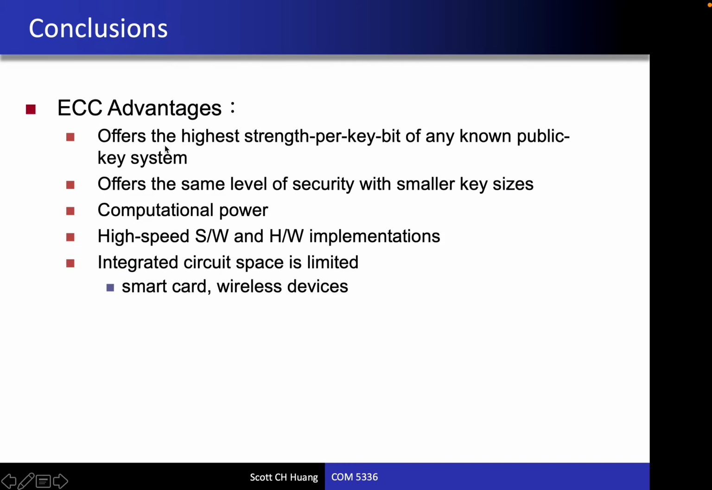So the conclusion, the advantage: it offers the highest security strength per bit of any known public key system. It's still the highest compared to many others, still the best. It also offers the same level of security with smaller key sizes. It's much better. It could even be possible to run elliptic curves on wireless sensor networks. You can use a public key system, which was unthought of. It's almost impossible to apply public key crypto systems on a wireless sensor network.